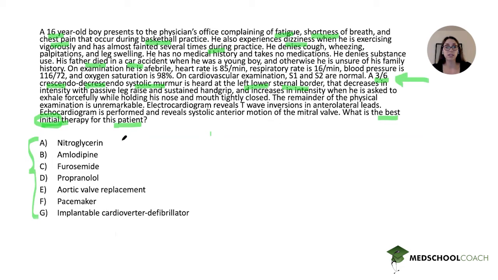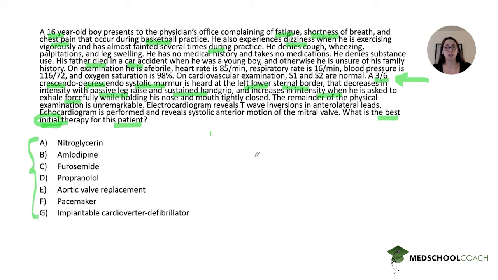It decreases in intensity with passive leg raise and sustained hand grip, and increases in intensity when he is asked to exhale forcefully while holding his breath or holding his nose and mouth tightly closed. So if we had to synthesize what maneuver this specifically was, this is what we would describe as a Valsalva maneuver. So you should be able to recognize sometimes the maneuvers or physical exam findings have special names, and you might know the name as a buzzword.